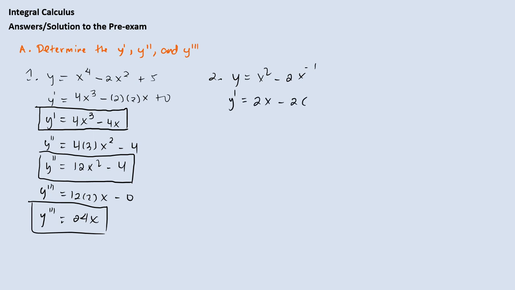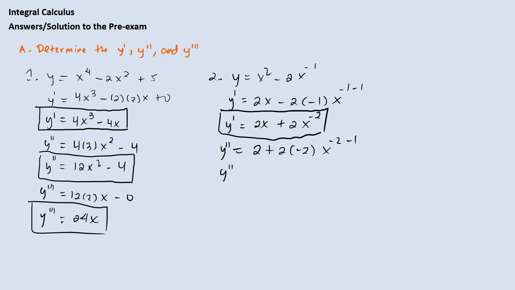So exponent negative 1, ibaba natin. So minus 1, remember? Okay, so we have y prime is equals to 2x plus 2x raised to negative 2, right? Okay, so that's y prime. So y double prime is 2 plus 2 multiplied by negative 2 x raised to minus 2 minus 1. So y double prime, lagay sa box ito. Okay, y double prime becomes 2 minus 4 x raised to negative 3.